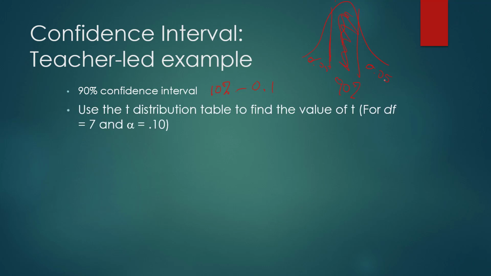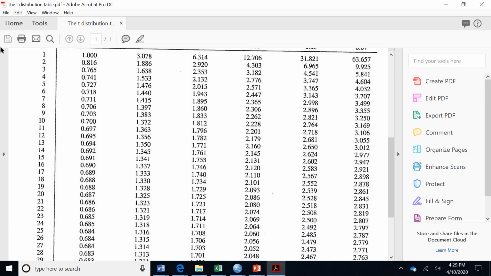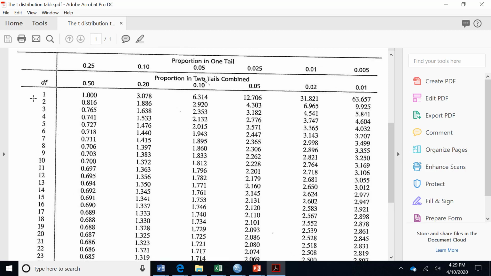So we're going to use the t distribution table to find the value of t that we need for degrees of freedom of 7 and the alpha of 0.1. All right, so here we are at our t distribution table, and we need to go to degrees of freedom. So you see that part up there. Degrees of freedom of 7, which is here. And we want, in the combined two tails, 0.1. So that would be here. So that gives us a value of 1.895.